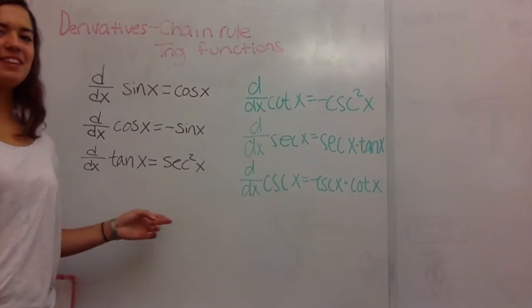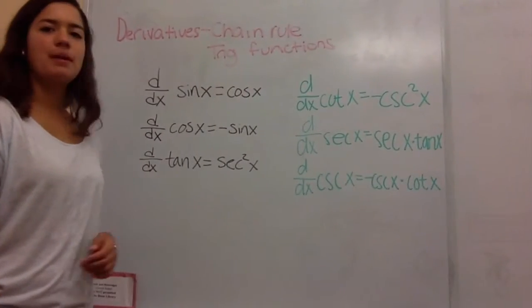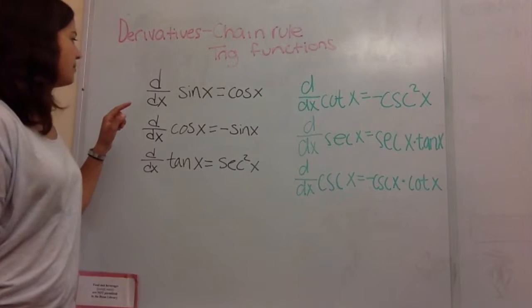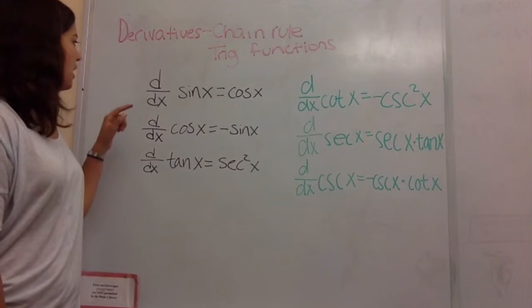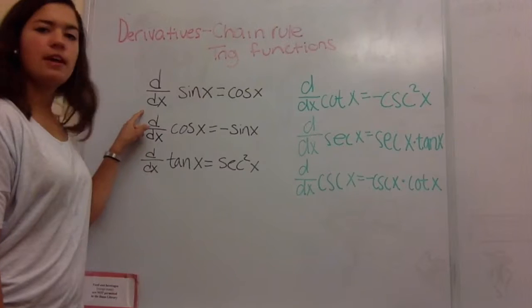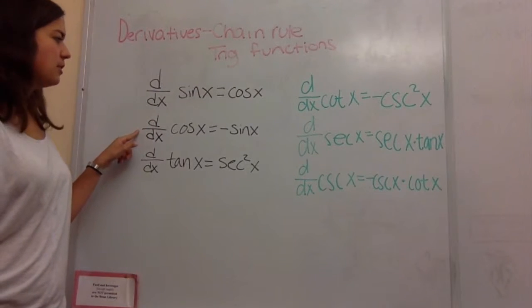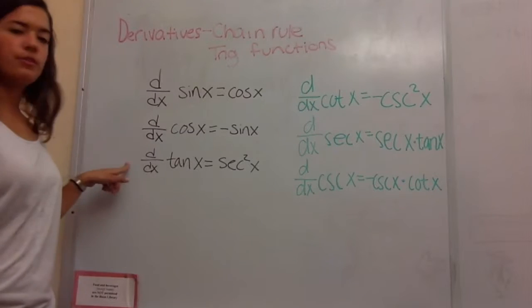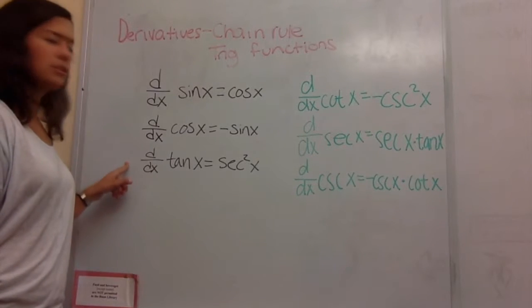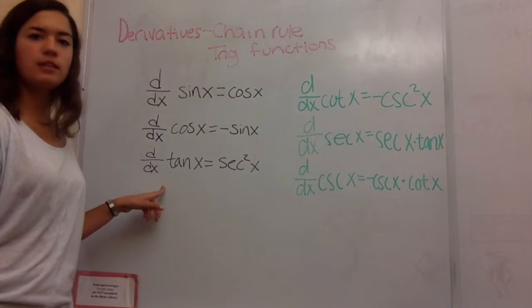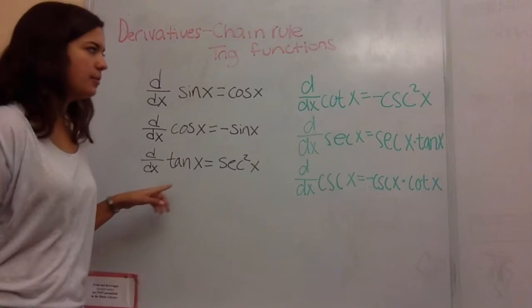Okay, so here we have written out the derivatives of the basic trig functions. So I'm just going to go through them with you guys. The derivative of sine of x is cosine of x. The derivative of cosine of x is equal to negative sine of x. The derivative of tangent of x is equal to secant squared x. And we'll be proving this a little bit later on in one of our examples.